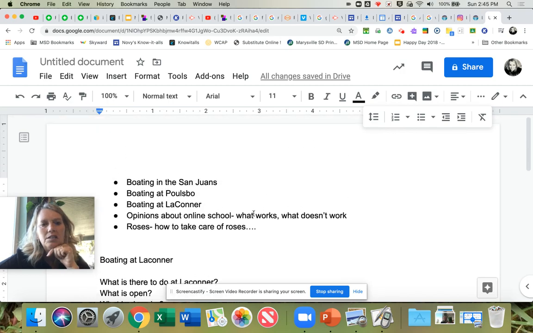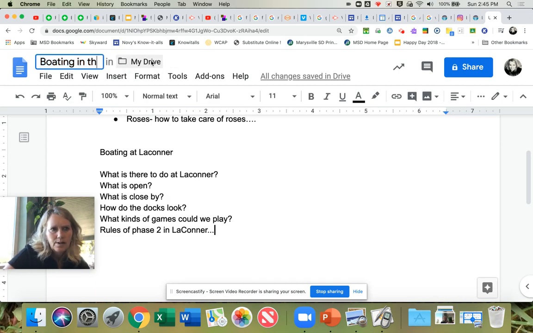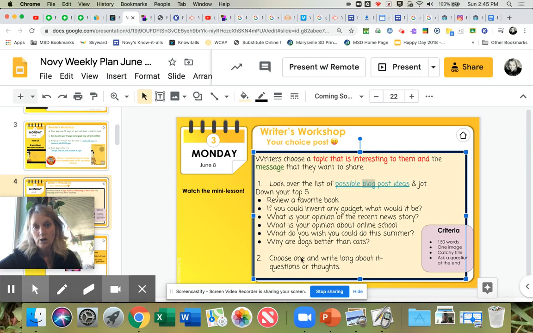Okay, so then this is my beginning for my piece. So I'm going to put boating, not in the San Juans. This is going to be boating La Conner. All right, so I'm going to be doing research on mine. I can tell because I don't know. I have mostly questions. So that's where I'm at. Okay, your turn to give it a go.